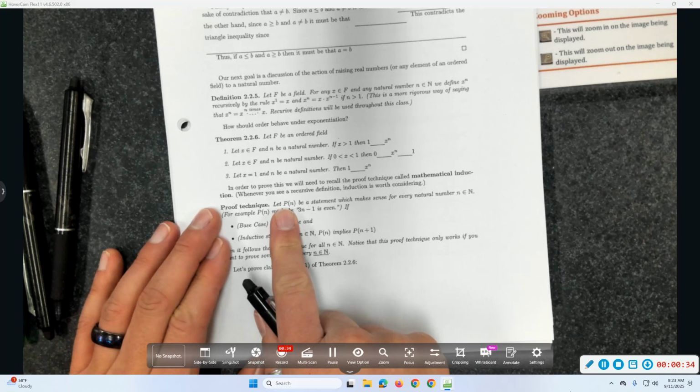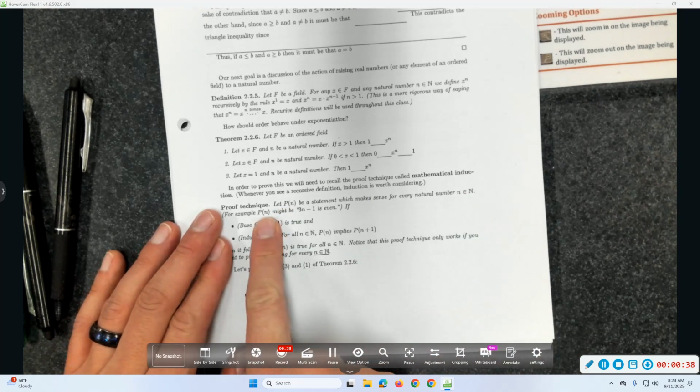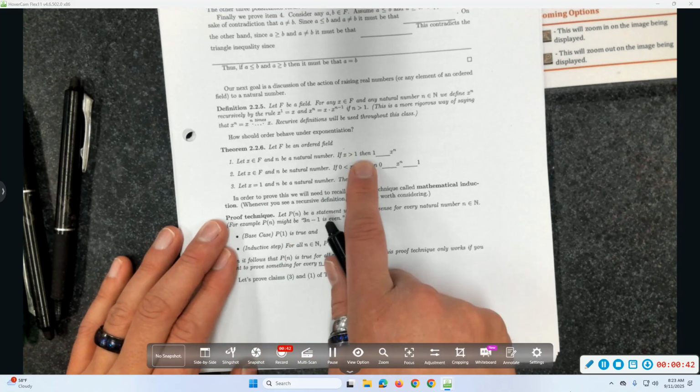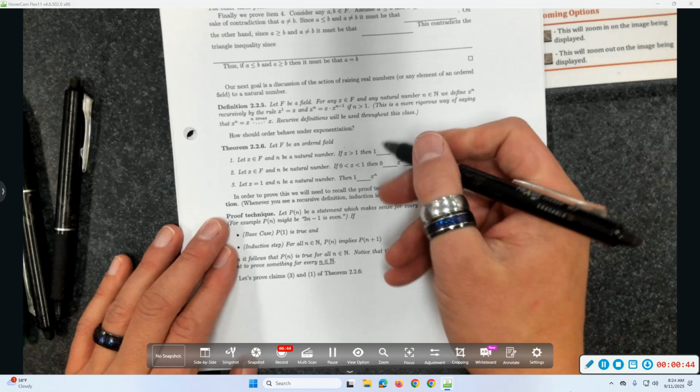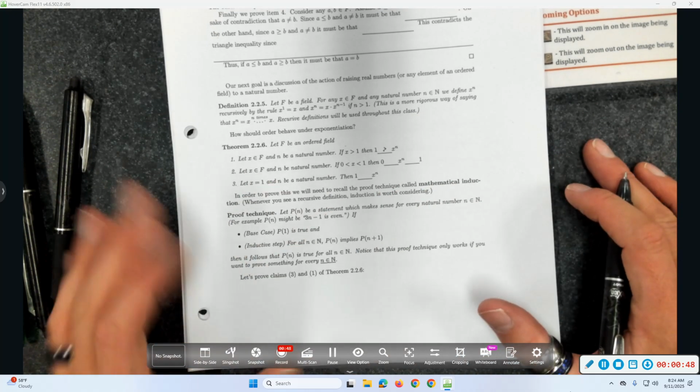Here's a proof technique. Let P(n) be a statement which makes sense for every natural number n. P(n) might be "3n minus 1 is even." It might be "x^n is bigger than 1," or less than, or whatever. There's some setup before that.